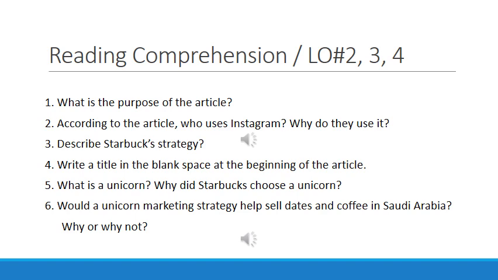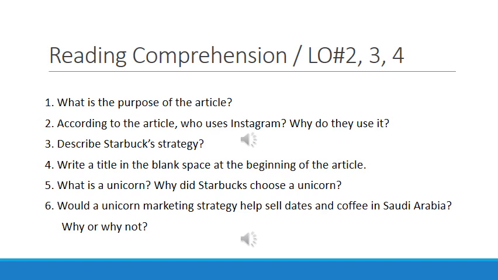Question number 3 is to describe Starbucks strategy. This would require students to pick out detailed information in order from the reading. Question number 4 is to write a title in the blank space at the beginning of the article. Part of that is about following directions, going back to the beginning, finding the blank space. I'm more concerned with tying in the title with the main idea. Did the student understand what the main idea is, and can they convert it to a title in their own words? Number 5, what is a unicorn?